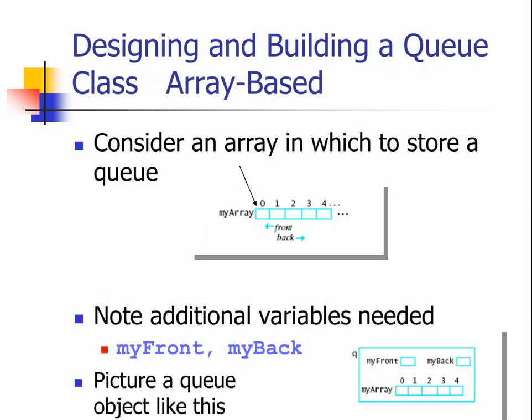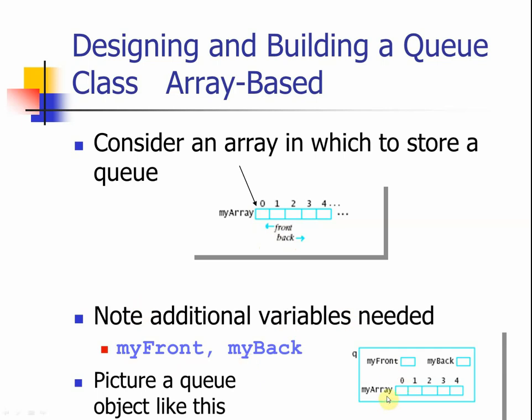For array, consider the array that you would create to store the information. You have two variables to say where is the front element and where is the back element. So they are stored as indexes. Additional variables needed, there are two of those, unlike stack, because there you only have one item, you only need to look into the top of the stack.